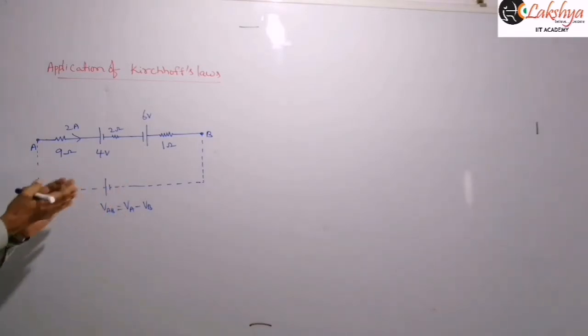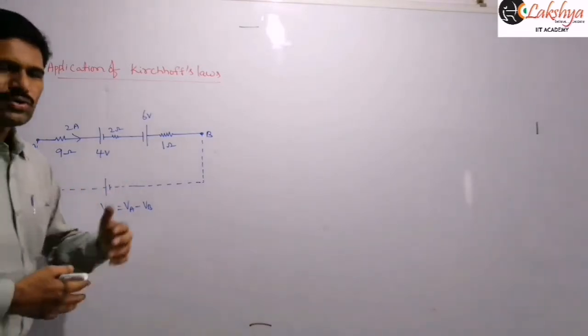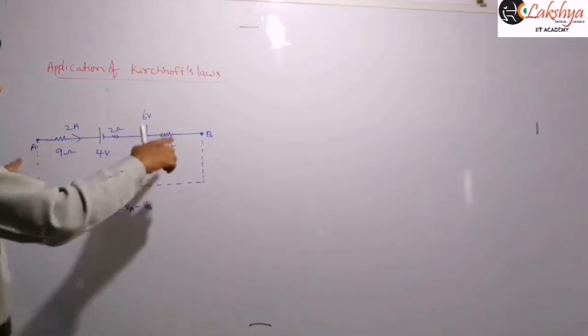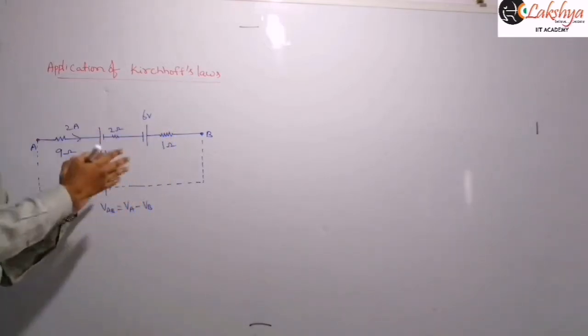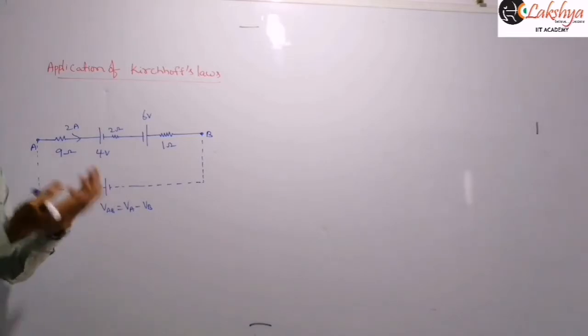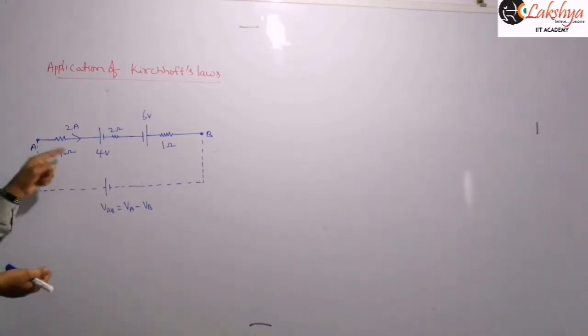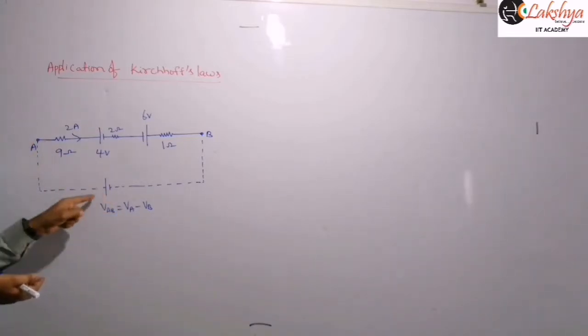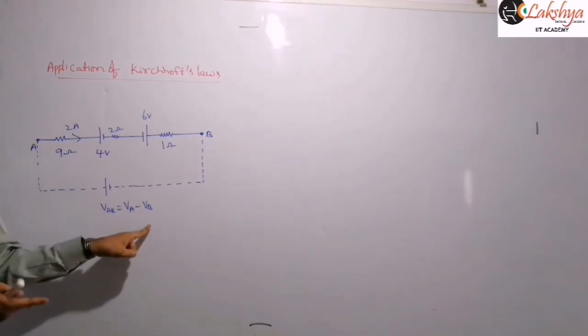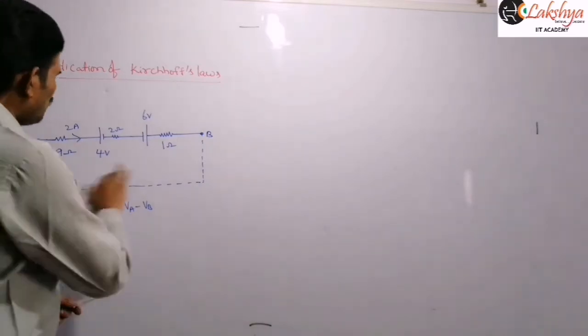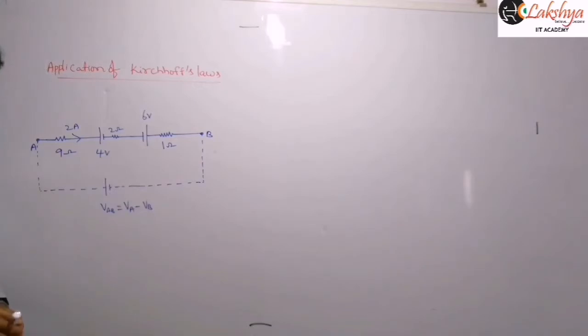So when such a branch of a circuit is given, you can assume that a battery is connected between those two terminals whose EMF is equal to the potential difference between those two points. That is our required value. Here we are assuming this point is connected to the positive terminal, which means we are finding the VA minus VB value. Got it? Now you can apply the Kirchhoff law, because it is a closed loop.